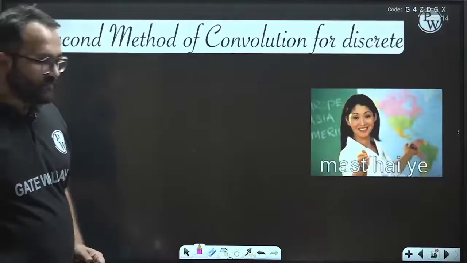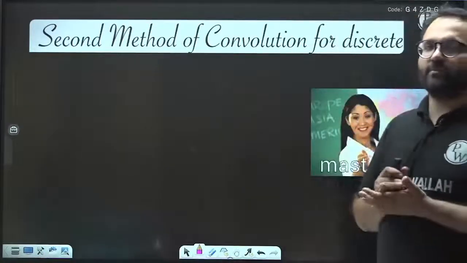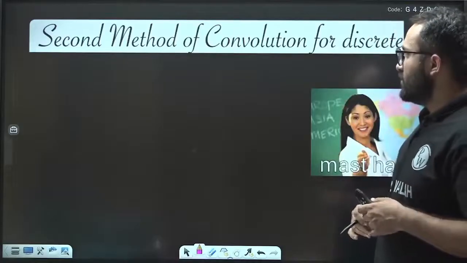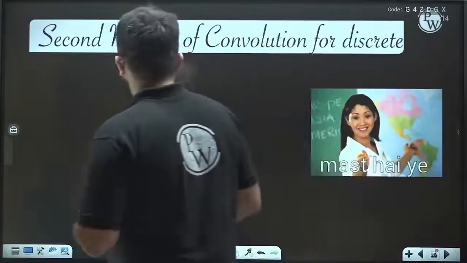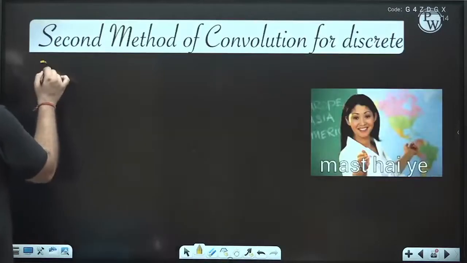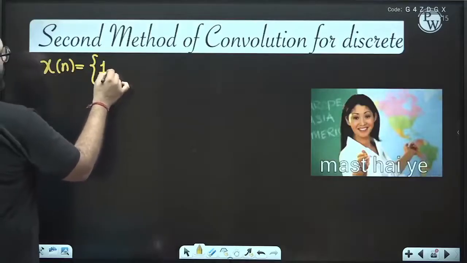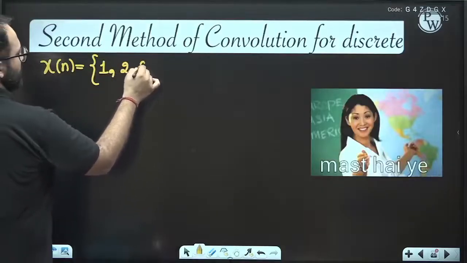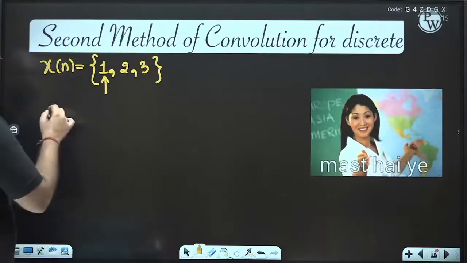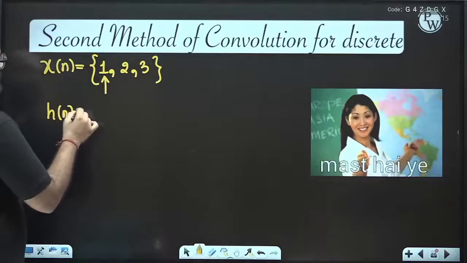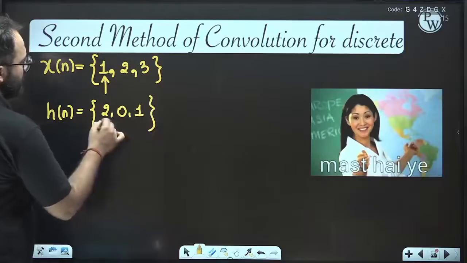Now, there is one more method for discrete convolution. What is the method? This is a very beautiful method. Suppose we have two signals, any random discrete signal, x[n] is 1, 2, 3. This is the zero location. h[n] is 2, 0, 1. This is the zero location.